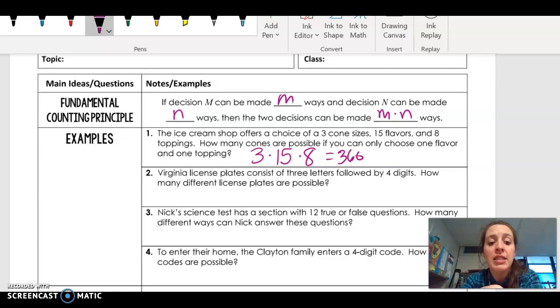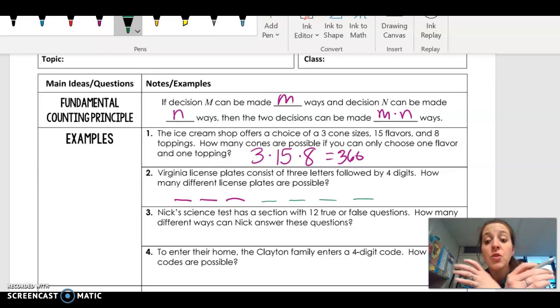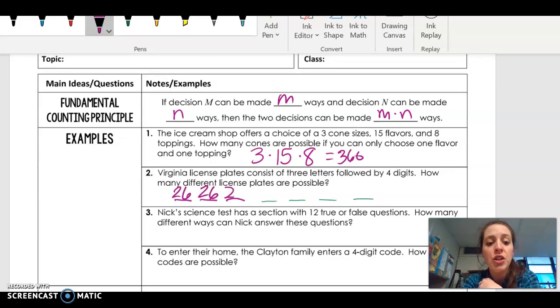Here, Virginia license plates consist of 3 letters followed by 4 digits. How many different license plates are possible? I like to write it down. I'm going to have 3 different letters, and then I have 4 digits. Each one of those things can be made separately, right? For each of my letters, there are 26 different letters, so I have 26 possibilities each time. Then I look at how many digits, and there are 10 of those each time.